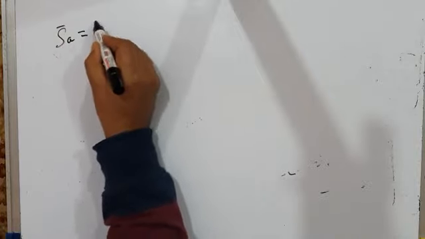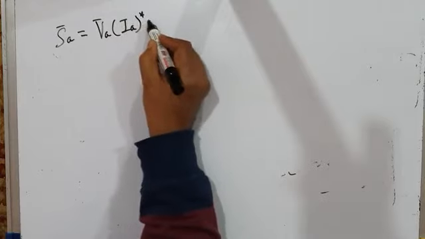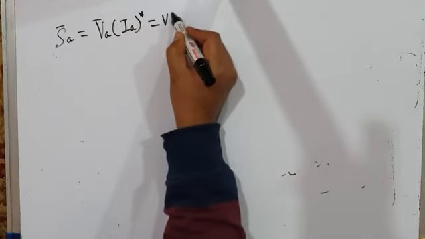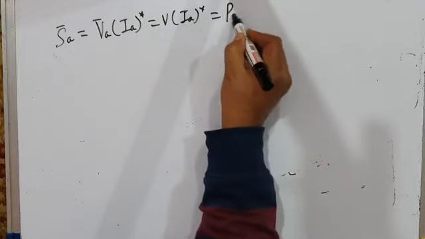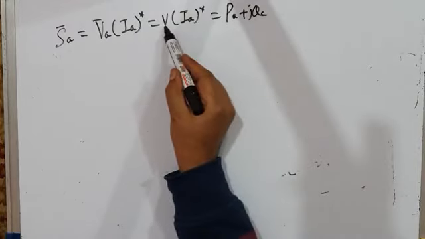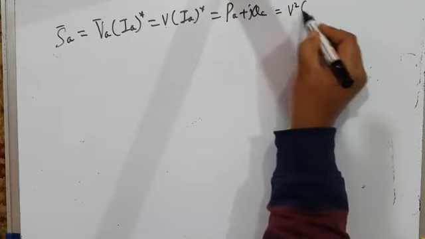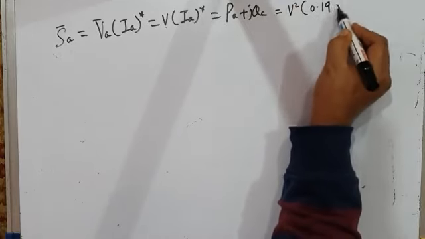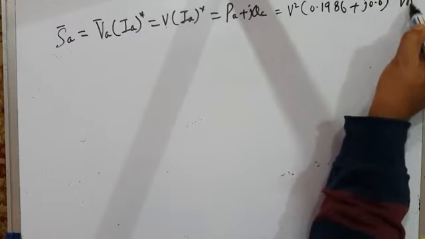Now you have to find the apparent powers delivered to the three phases. Apparent power of phase A is VA into IA star, that is the complex conjugate, that is equal to PA plus jQA. IA you found a little while ago, and V is the same, so that will be equal to V square into 0.1986 plus j0.0 volt ampere.